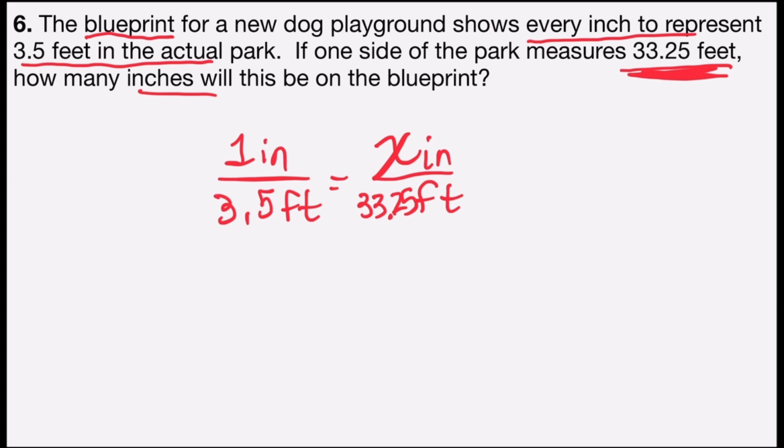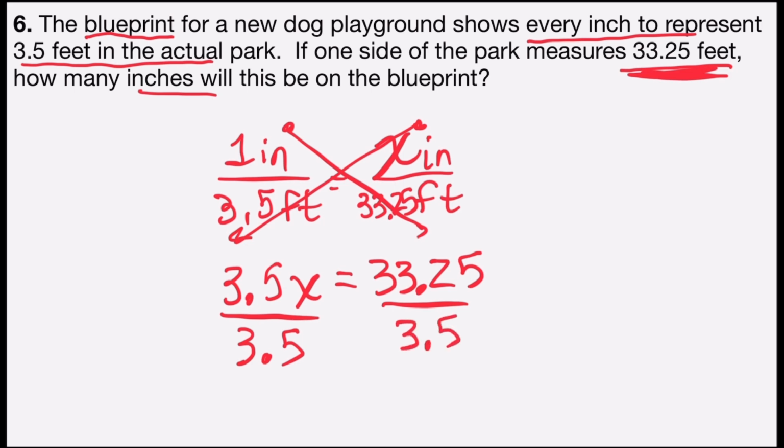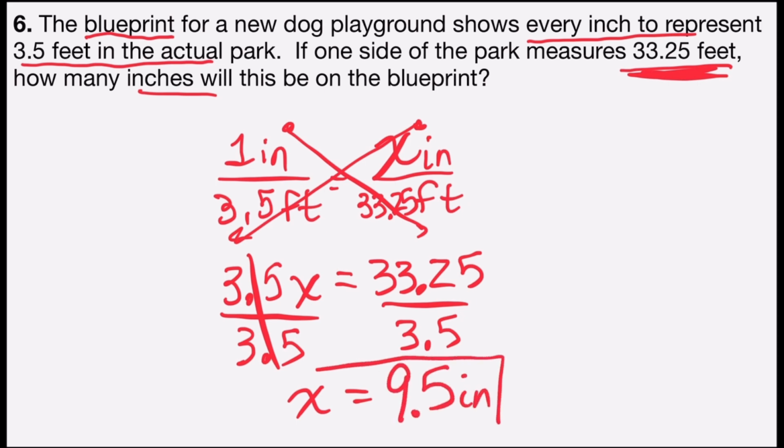So I could multiply both sides by the least common denominator, or I can use cross multiplication. 3.5 times x is 3.5x, and 1 times 33.25 is 33.25. So that's just a shortcut to eliminate the fractions. Now I'm going to divide both sides by 3.5 in order to make the coefficient 1. 3.5 divided by 3.5 is 1x, and 33.25 divided by 3.5 is 9.5, or 9.5 inches on the diagram.